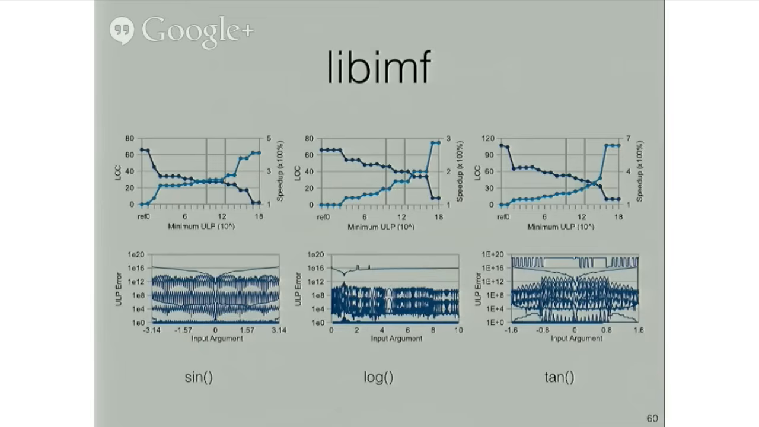Kernels in this library are all written by hand, and they're about 2 to 3 times faster than the equivalent GNU implementations. And here I've shown optimization results for 3 of those kernels, sine, log, and tangent, from left to right. In each of the plots on the top here, I've compared lines of code against performance improvement. Lines of code is the dark blue curve. Performance improvement is the light blue curve.